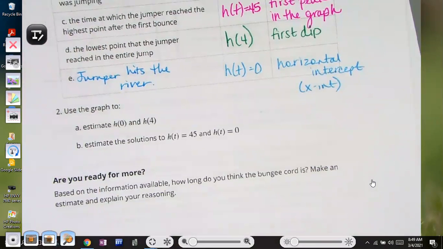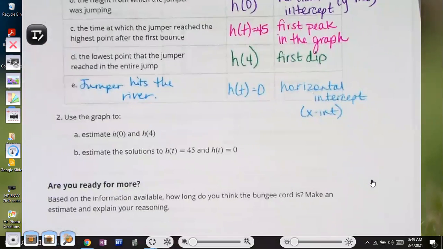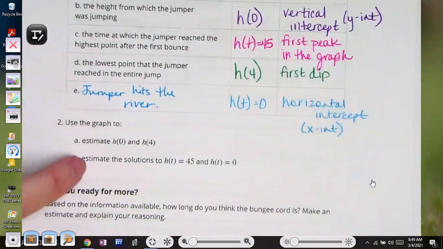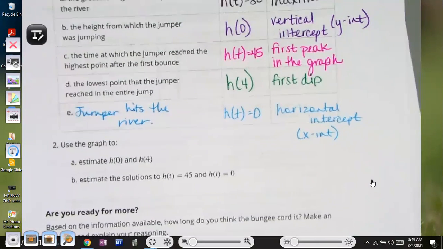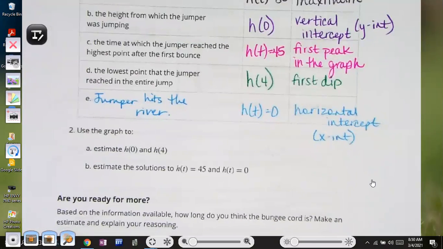Now usually bungee jumping companies take care of that issue, but there are some where if you stretch out your fingertips and hit the surface of the water, it brings you back up. So then it wants us to use the graph to answer these 2 questions. I'm going to give you about 2 minutes. Talk to your groups, whatever you need to do to answer those 2 questions. 2 minutes. Ready? Go.